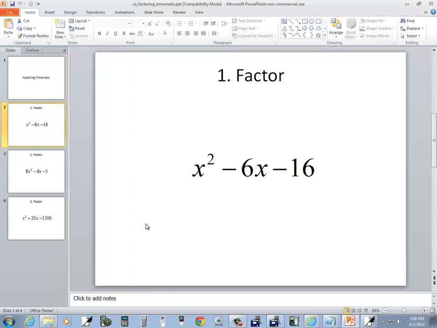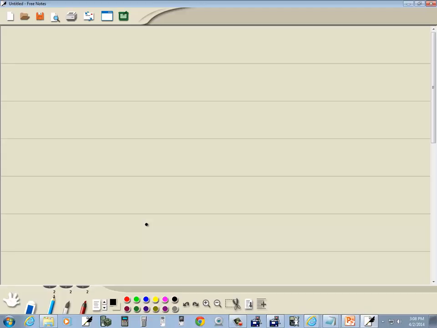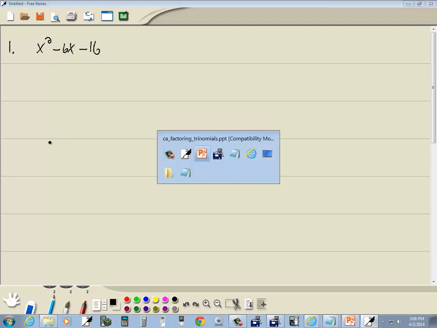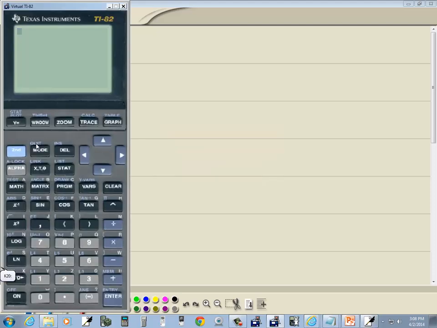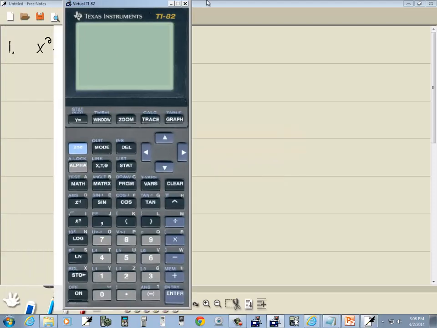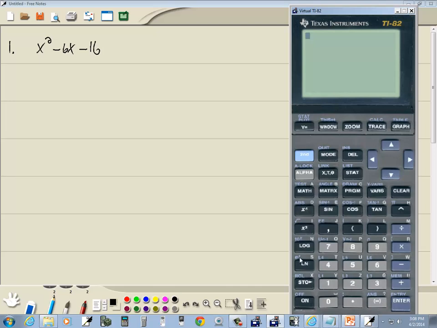Okay, let's say we got this problem. We got x squared minus 6x minus 16, and we want to factor it. Well, let's go enter it in our calculator. So I'm going to press my y equals, press clear to clear out whatever's there, and then I'll put my x squared: my x key, x squared, minus 6x minus 16.